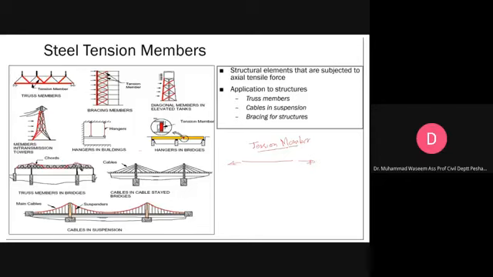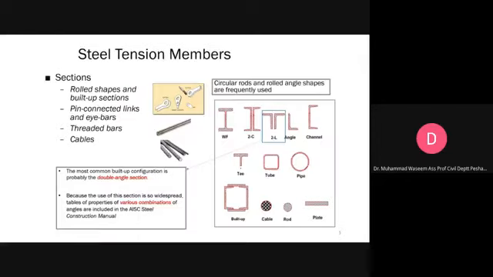There are different types of sections which are being used for tension members. We know the wide flange sections, we know the channels, we know the angles, and T's, tubes, pipes, rods, cables, plates. So these are the sections which can be used as tension members. And most importantly, the most frequently used cross section for the tension member is the double angle.